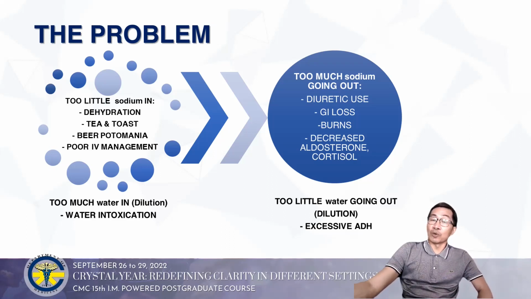On the side of things going out, hyponatremia may be a reflection of too much sodium going out as well, as in diuretic use, when you have GI losses, patients with burns, patients with decreased aldosterone or cortisol. There may also be too little water going out, in which case it's called dilutional as well, and this is because of excessive antidiuretic hormone secretion.